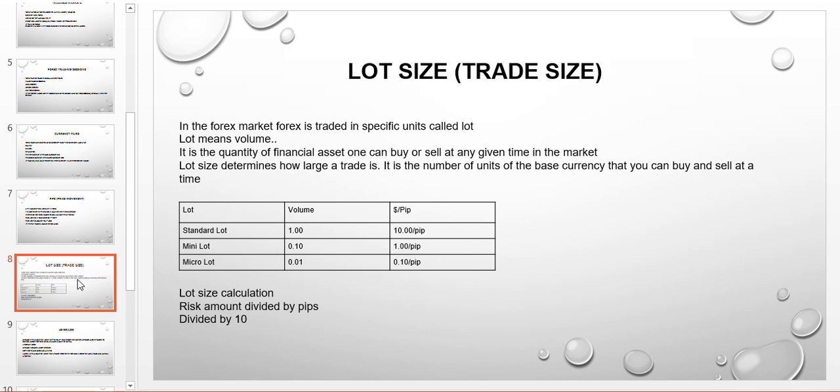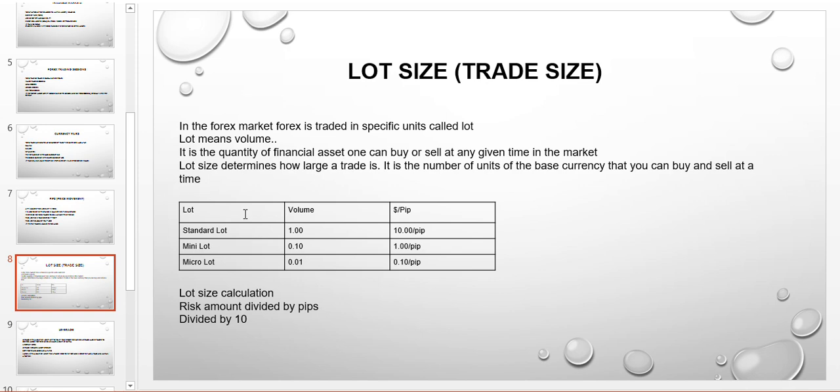And the next one here is lot size, which is trade size. In the Forex market, Forex is traded in specific units called lots. Lot means volume, and it is the quantity of financial assets one can buy or sell at any given time in the market. Lot size determines how large a trade is. It is the number of units of the base currency that you can buy and sell at any time. I said that the financial market is very large, so how you know the quantity that you are buying or selling is by lots. It's calculated in lot sizes.